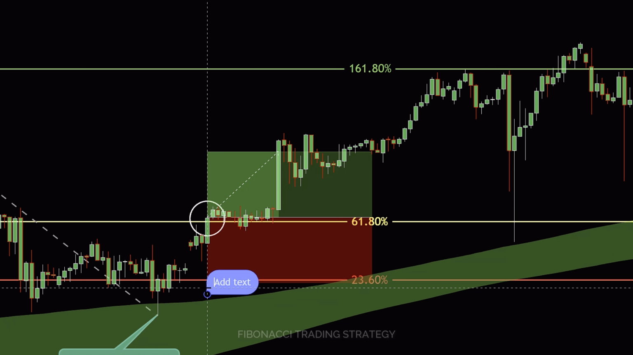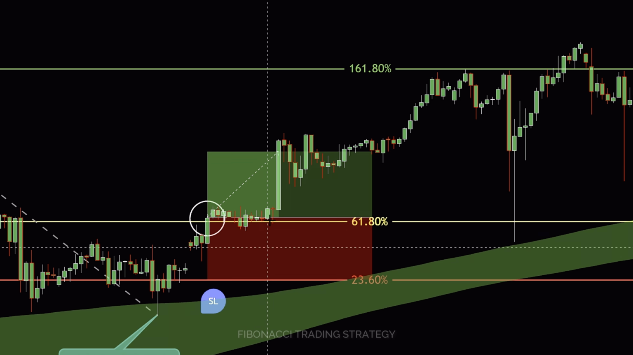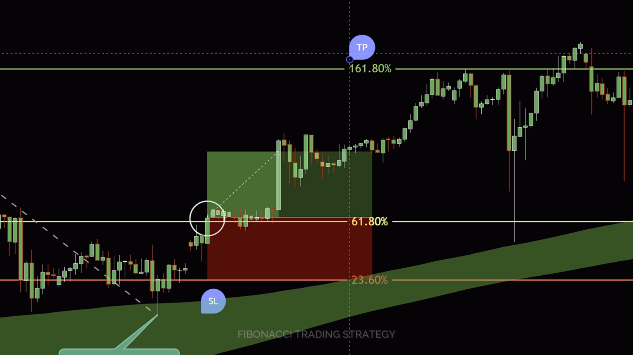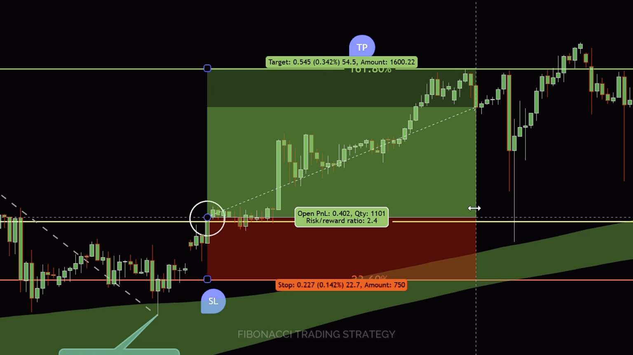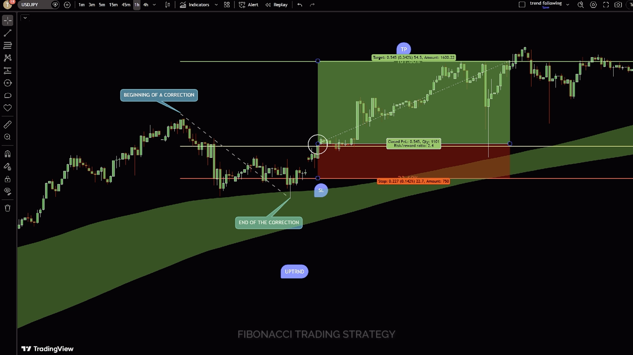The stop loss is placed slightly below the 23.6% of the Fibonacci, and the target is projected at the 1.618 extension. Again, we're letting the market demonstrate the strength before committing capital. And as the setup develops, price continues higher toward the target.